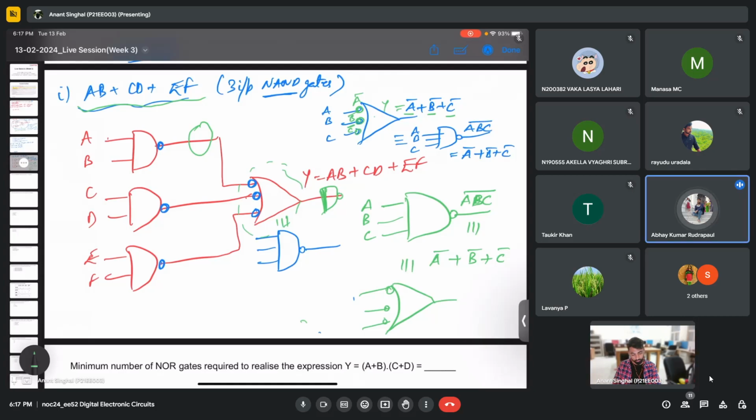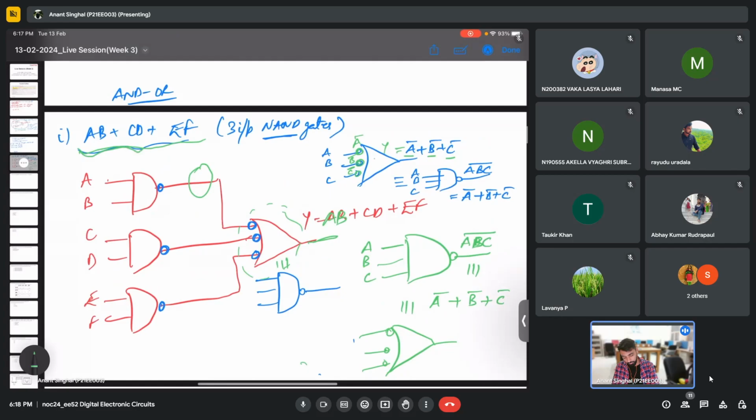Sorry, sir. Okay, my mistake, I am unable to understand the question. The question was we need to implement this particular expression using the minimum number of NAND gates. We can even use three input NAND gates, it was clearly written in the question. So we can do it using only four NAND gates. Is it clear? The question and the objective of it.